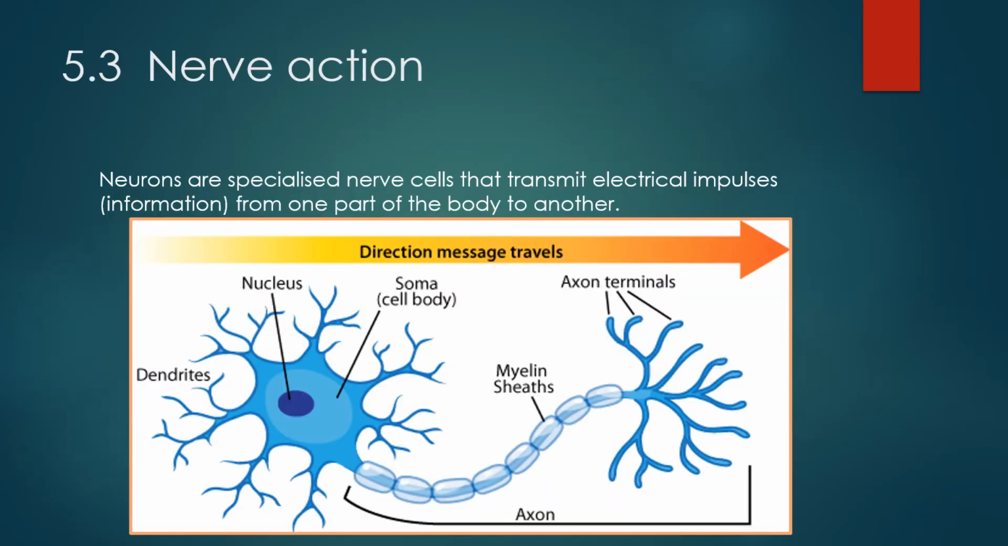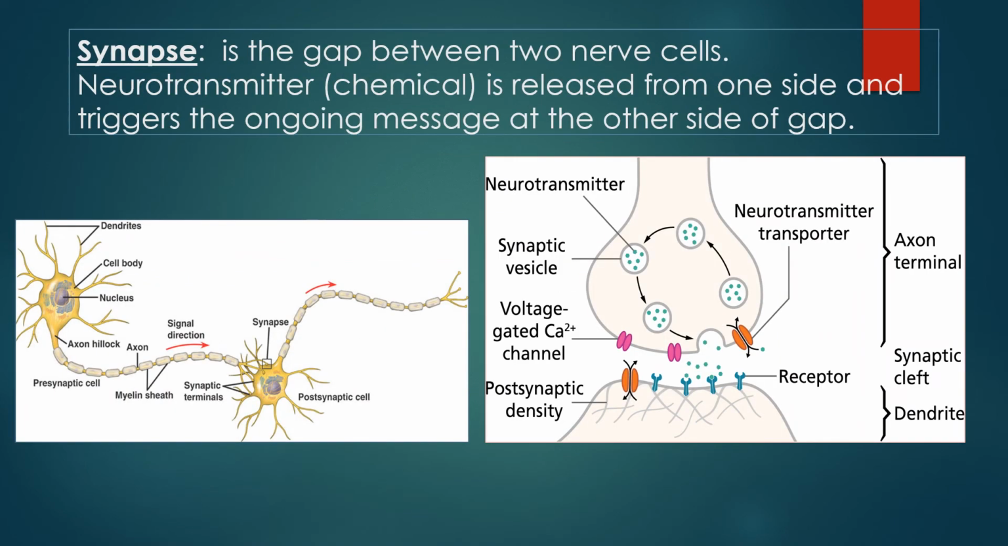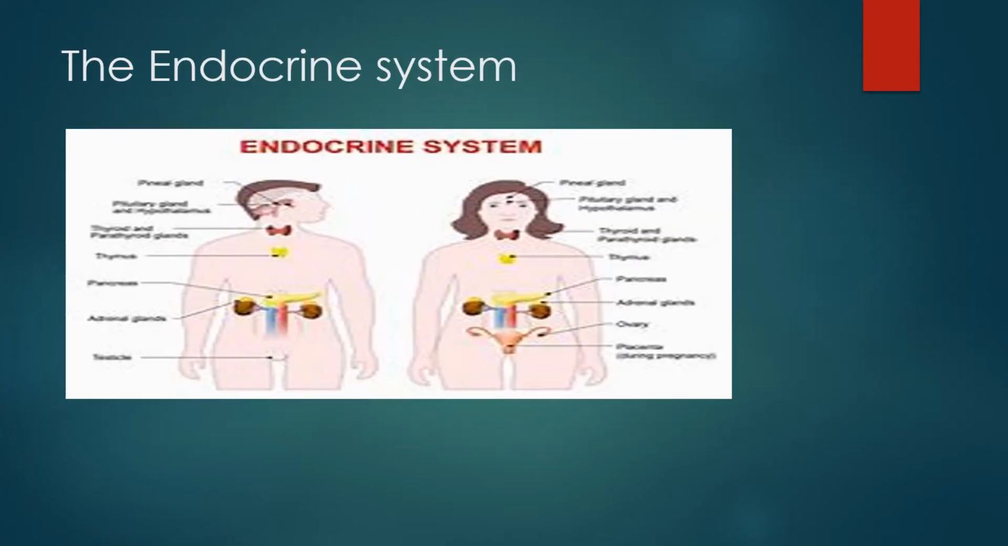Neurons are specialized nerve cells that transmit electrical impulses from one part of the body to the other. Have a look at the arrow to see which direction the message travels from. So dendrites to axon. Axon, a way of remembering it is A for away. The synapse is the gap between 2 nerve cells. A neurotransmitter chemical is released from one side and triggers the ongoing message to the other side of the gap. Very clever.